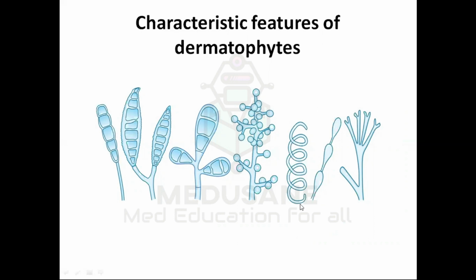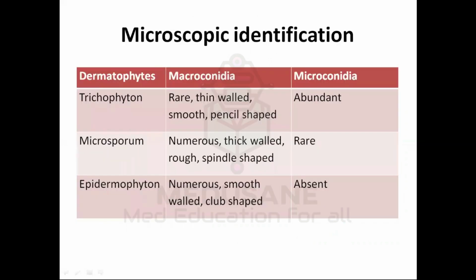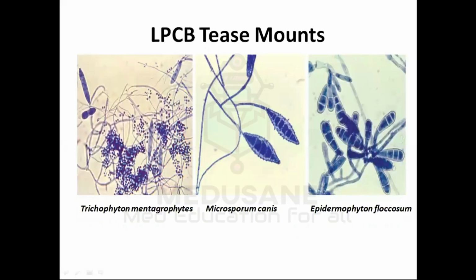Okay, and this is the hyphae. This is spiral hyphae, and this is a racket, and this is a pectinate hyphae. So after LPCB mount, you can see here there is a macroconidia as well as a microconidia. In Microsporum canis, there is only a macroconidia, which is spindle in shape, and in Epidermophyton also there is only a macroconidia, which is club shaped.